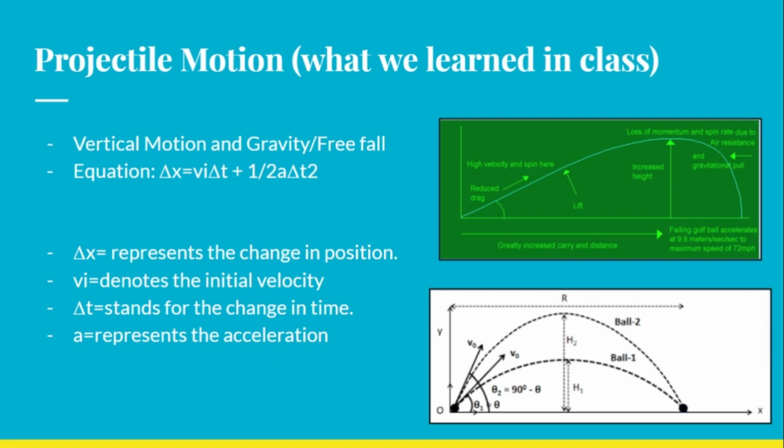Looking at these terms in golf, the initial velocity of the ball is determined primarily by the club head speed at impact, and the time interval refers to the duration of the ball's flight. The acceleration is 9.8 meters per second squared downward, which we learned in class. It's the acceleration of the golf ball during flight. And then the change of position, delta x, is the distance the ball travels. Also, these two pictures show projectile motion relating to golf.